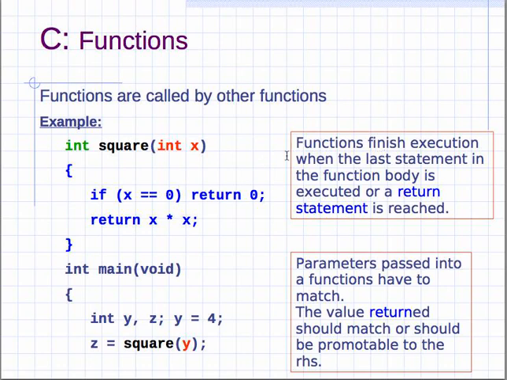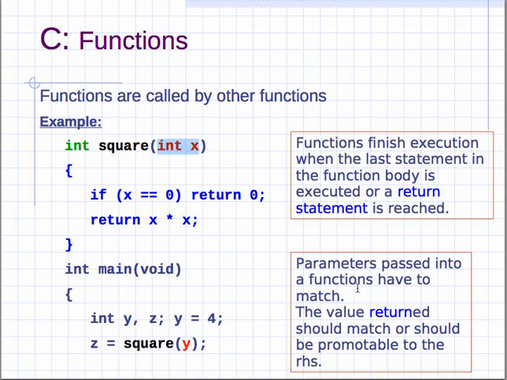Functions finish execution when the last statement in the function body is executed or a return statement is executed. Sometimes it can be both. That is, the return can be the very last statement, and so you exit from that function. Parameters passed into a function have to match the types that you pass in. For example, if this compiles, y has to have been an int, because square only takes ints.